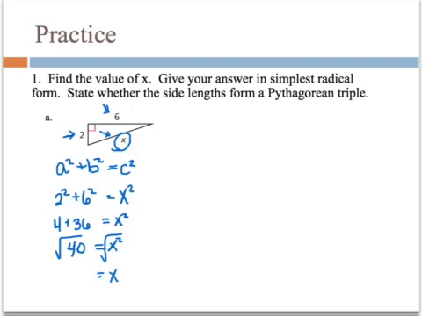40 is not a perfect square, but it has factors that are. So we're going to see if we can break 40 down. 1 and 40, 2 and 20, 4 and 10, 5 and 8. I think those are all the factors. Now go through your list and circle the largest perfect square, or any perfect squares. And you'll see that you only have one pair. We're going to need to use the numbers 4 and 10 to replace 40.